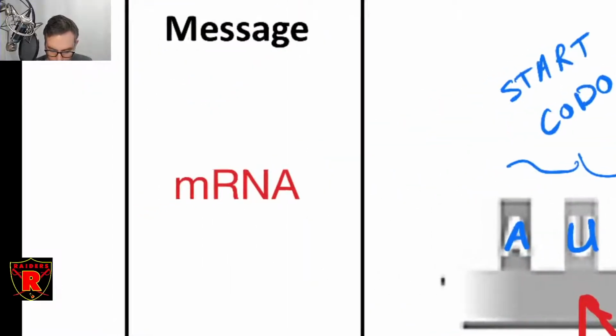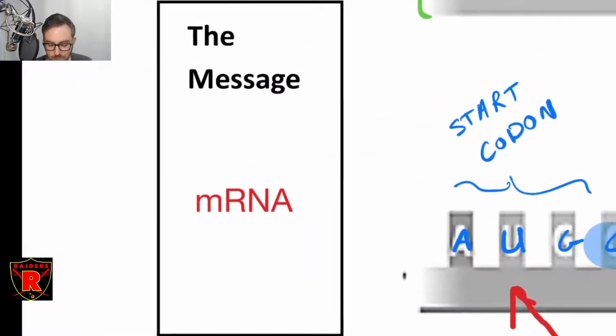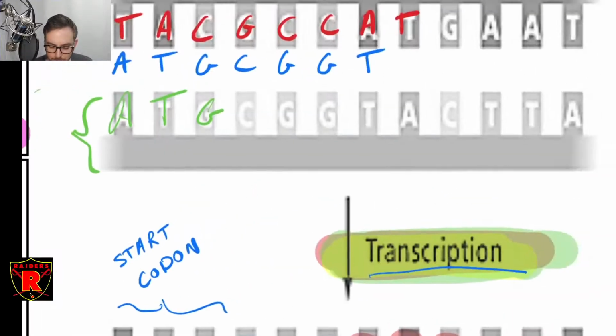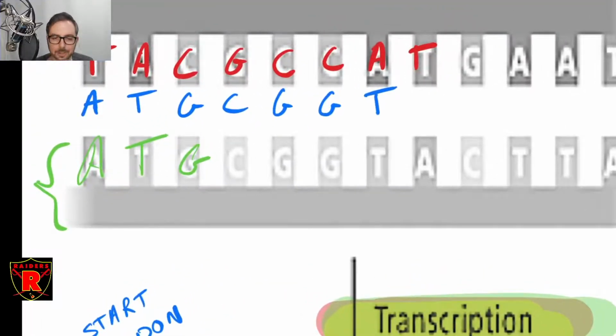I think I wrote it off to the side here. The message itself is called mRNA. Okay, so we've got to build the message. But there are no thymines in ribonucleic acid, in RNA. So instead of building thymines, everywhere you would normally see a T, you're actually going to see what's called a U, a uracil. Okay?